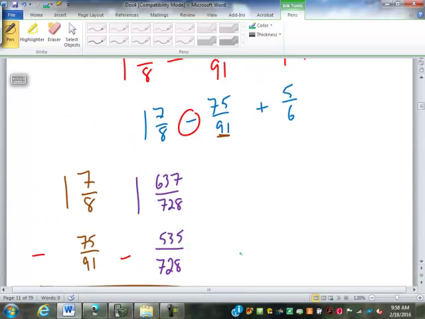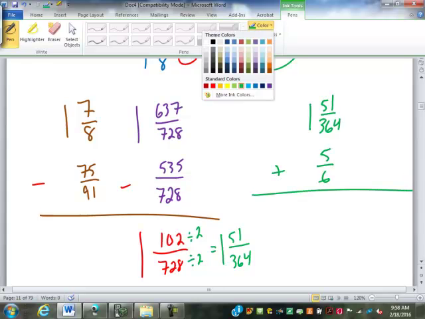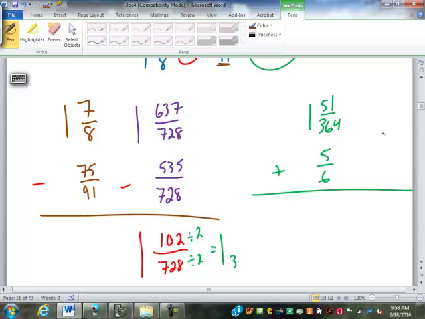Sorry. And then we've got to add 5/6. So 1 and 51 over 364 plus 5/6. Oh, 5/6 has never been so difficult to add. Because we need a common denominator. Yeah, I know. The common denominator here, I will help you out, is going to be 1092. That's not so bad, right? No.